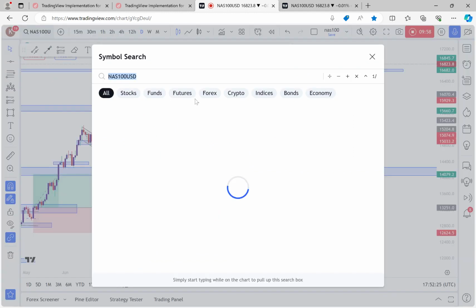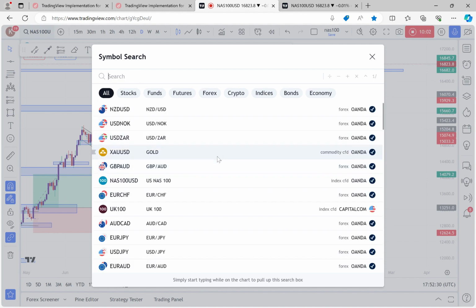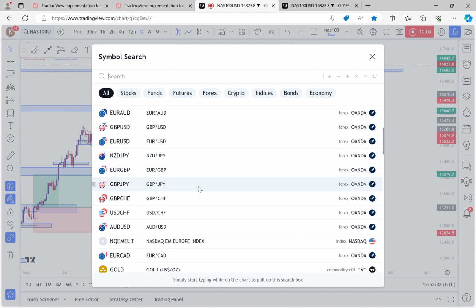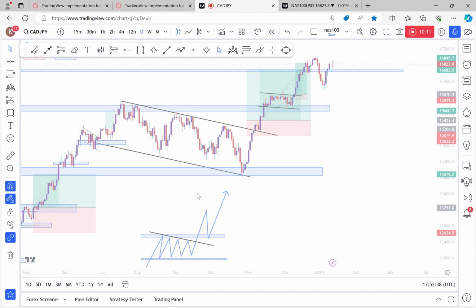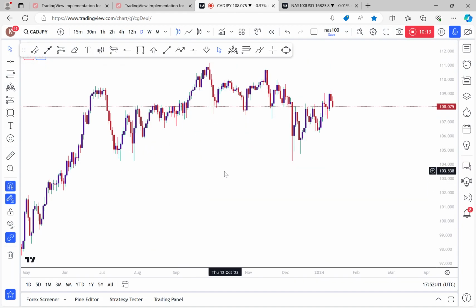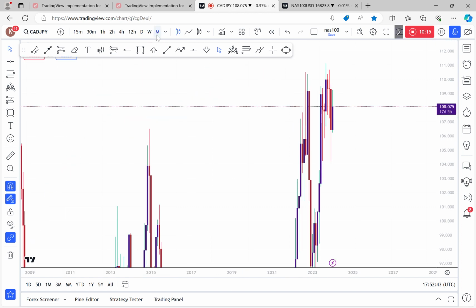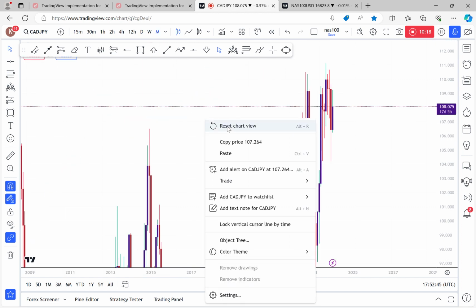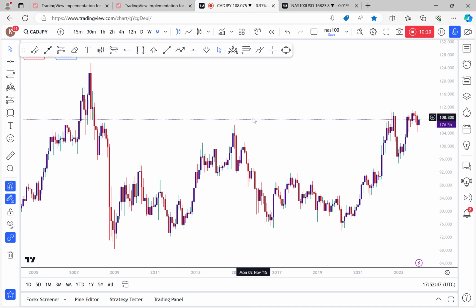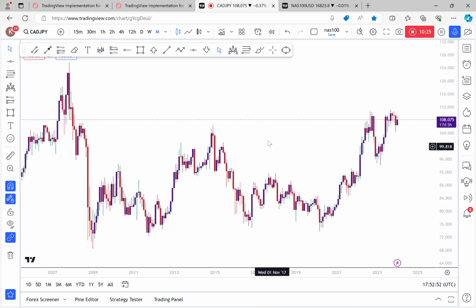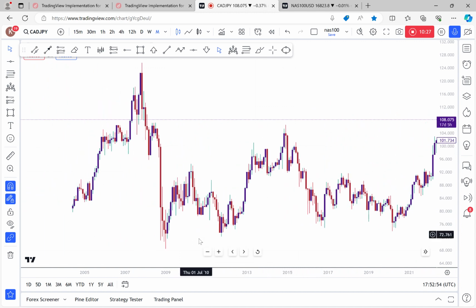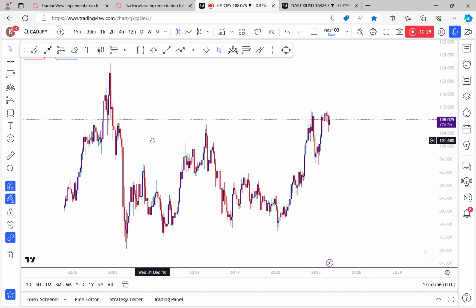Have a look at this. Maybe I do some analysis on GJ, maybe on CAD JPY. Just have a look at CAD JPY. As usual, we go to monthly time frames, and then I'm just there to have a look at what the market is presenting to me.